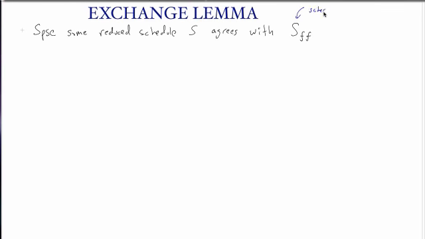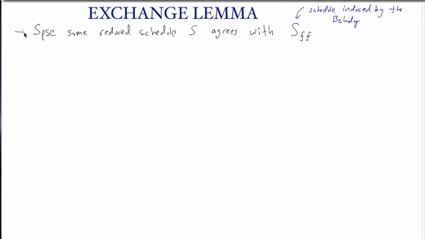This is when the exchange lemma comes in. It's at this point. Suppose some reduced schedule S agrees with S_FF. This is going to be the schedule induced by the Belady rule. I call it FF because it's farthest in future. So S_FF is the schedule that you get when you do the farthest in future rule.